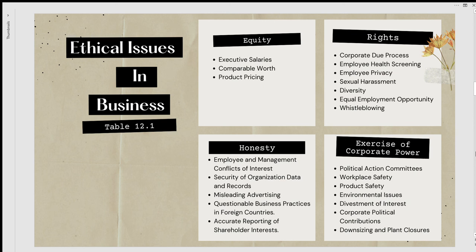So, in the context of exercise of corporate power naman, we have the political action committees, workplace safety, product safety, environmental issues, divestment of interest, corporate political contributions, and downsizing and plant closures. One example dyan is yung PAC or yung political action committees. So, ito naman yung na-organize siya for the purpose of raising and spending money to elect and also to defeat candidates.